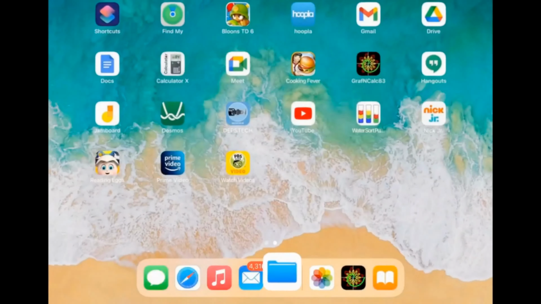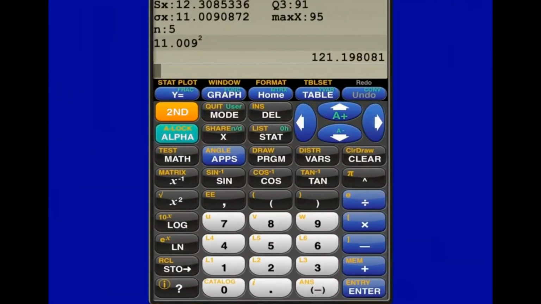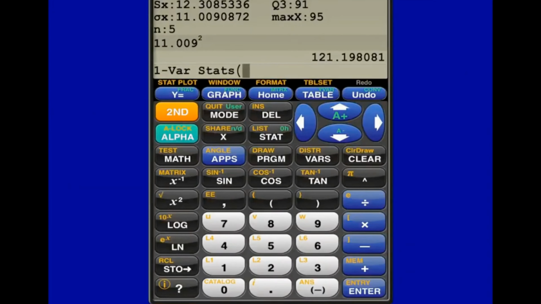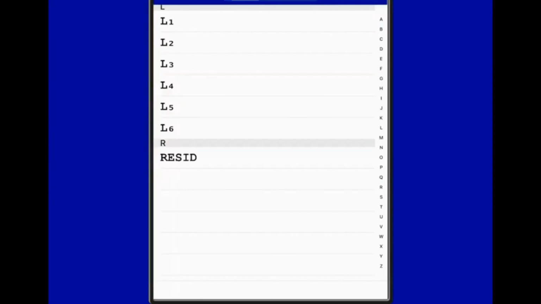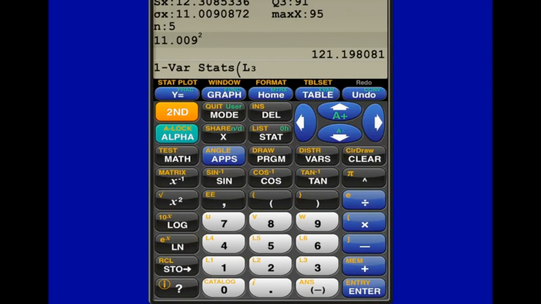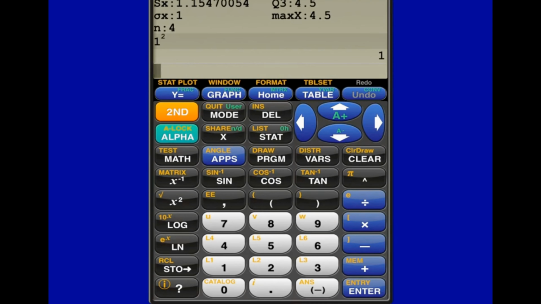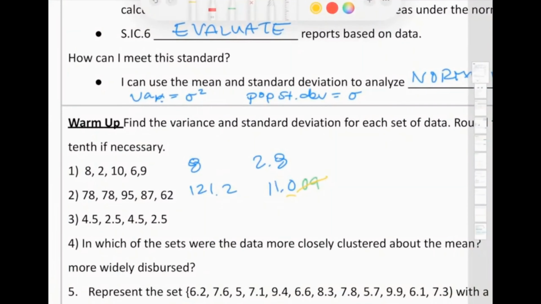And the last one, stat, calc, 1-bar stats. I need list 3. Let's do the second method. Second, stat, list 3. Enter. Okay, my standard deviation there is 1, and if you take 1 and you square it, it's just what? 1. So let's go back out here.